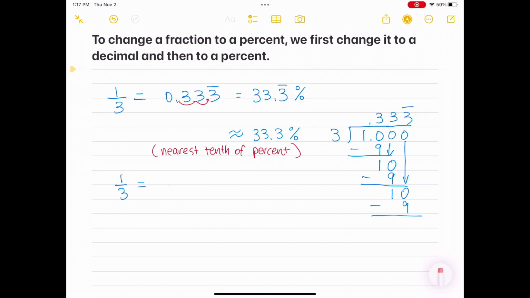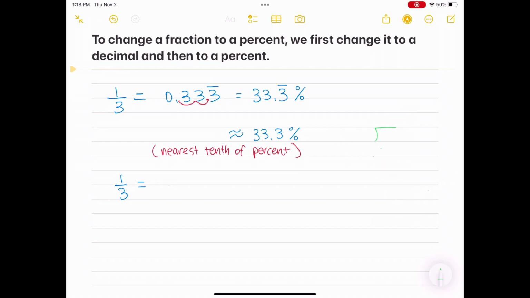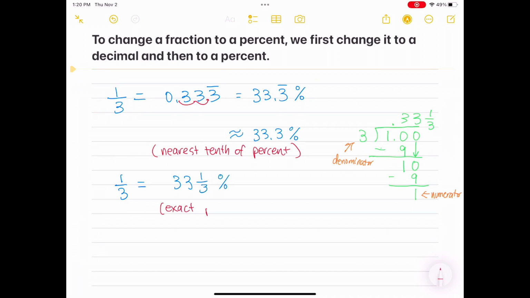When you do the division, 1 divided by 3, you work the problem out to the hundredths decimal place, and then you take the remainder, 1, making that a numerator for your new fraction, and the 3, the divisor, would be the denominator. So you have this mixed decimal fraction, 0.33 and 1/3. You then move the decimal point 2 places to the right, giving you 33 and 1/3%, which is a precise calculation.